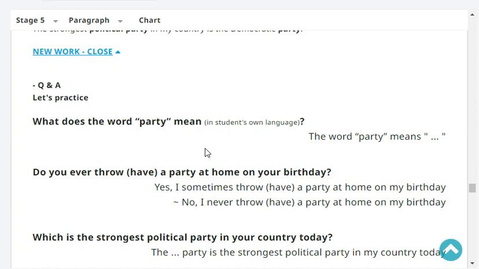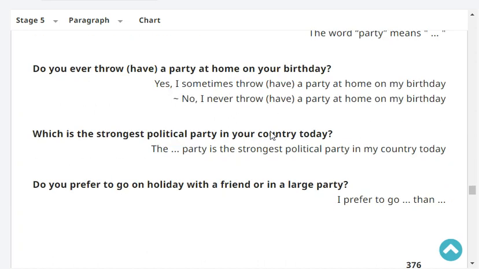Do you ever throw a party at home on your birthday? Yes, I sometimes throw a party at home on my birthday. Which is the strongest political party in your country today? The strongest political party in my country today is, let's say, the Democratic Party. You're not a political person so much, like me.